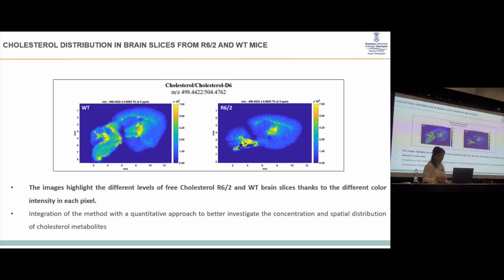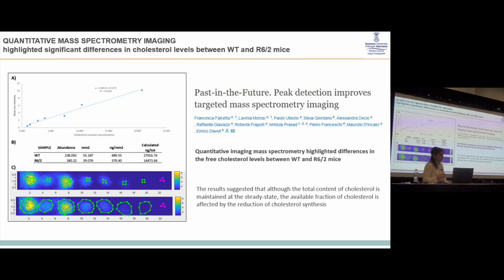So starting from a previously published paper from our lab, we performed a quantitative imaging mass spec approach. We use a calibration curve spotting directly on target increasing concentration of cholesterol, and we sprayed an internal standard, in this case cholesterol D6, all over the target of AP-MALDI. And the results allow us to appreciate the differences between wild type and R6/2 mice.